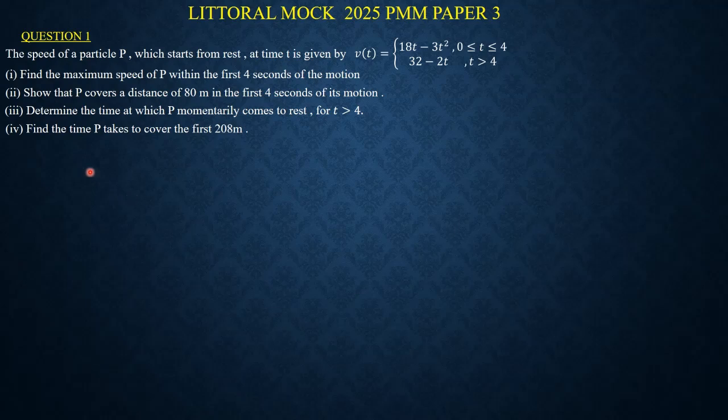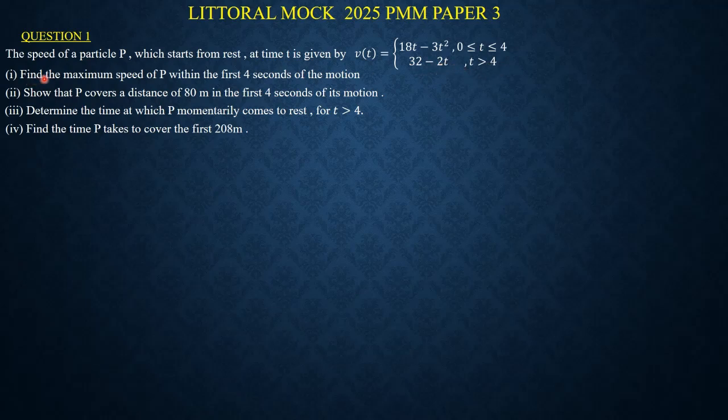The question reads: the speed of a particle P, which starts from rest at time t, is given by v(t) equals 18t minus 3t squared when t is greater than or equal to 0 and less than or equal to 4, and this same v(t) is equal to 32 minus 2t when t is strictly greater than 4 seconds.